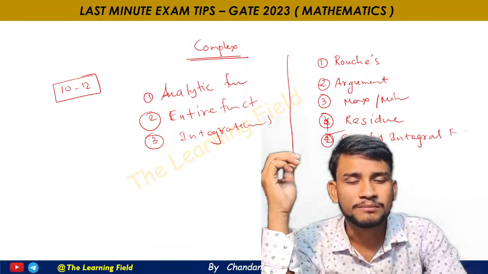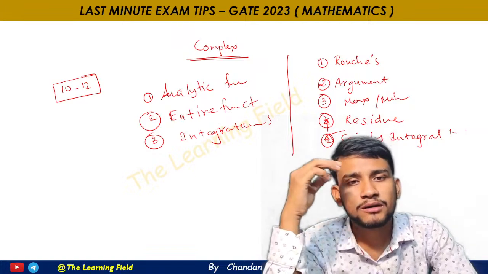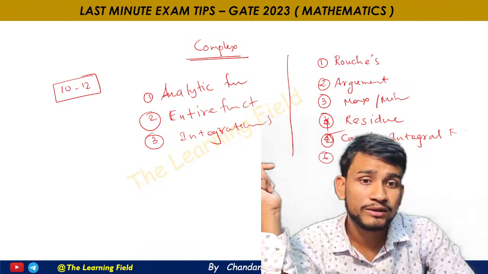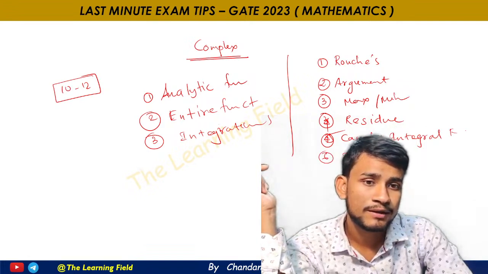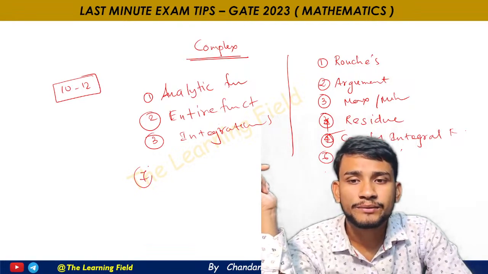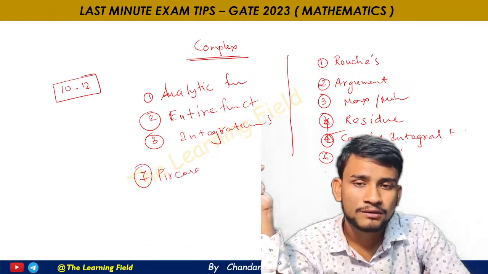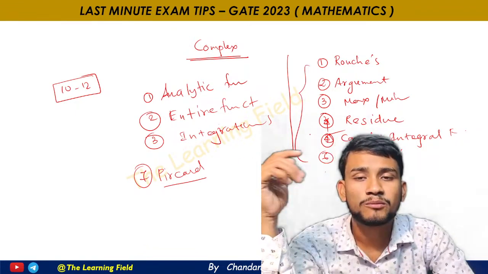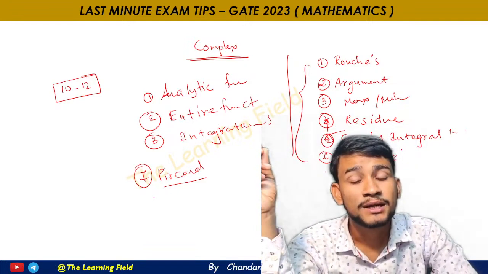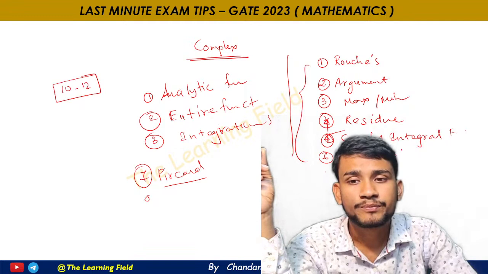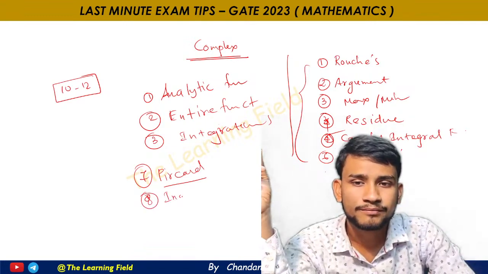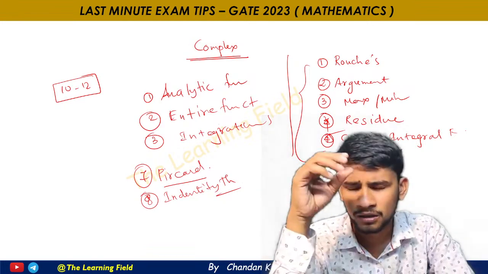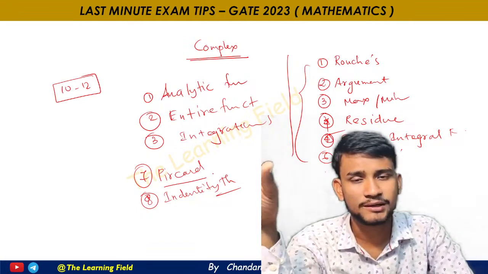This is 3, this is 4, this is 5. So argument principle, then modified argument principle, then Liouville theorem. Second one is Liouville theorem. Then seventh is Picard's theorem. So these are the important theorems from complex analysis, and the questions must be made from them, and the open mapping theorem, identity theorem. These are the important theorems from which questions must be made in the GATE exam.